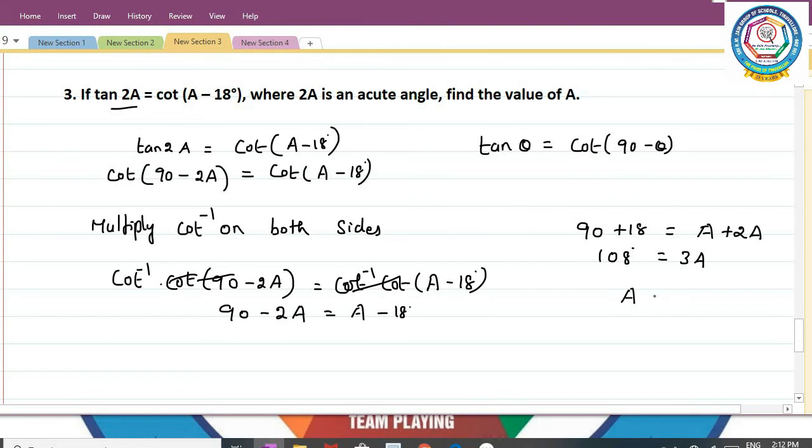Therefore a equal to 108 by 3. Using the 3 table, 3 3s are 9, 6 3s are 18. Therefore a equal to 36 degree. At the same time we got it is an acute angle only.